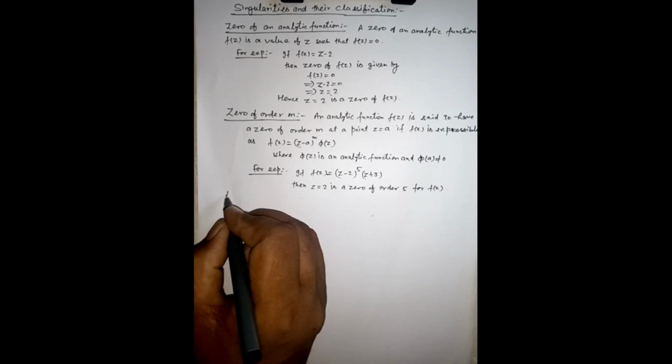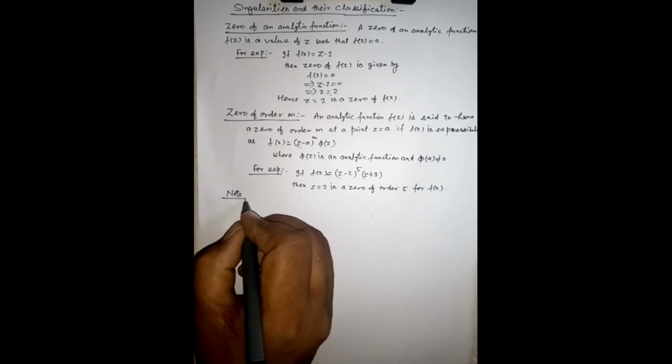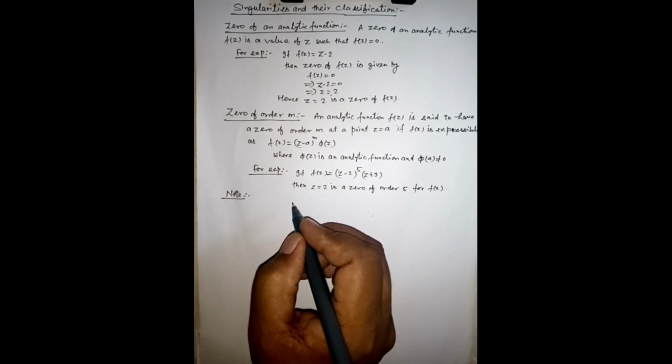Note, a zero of order 1 is known as simple zero.